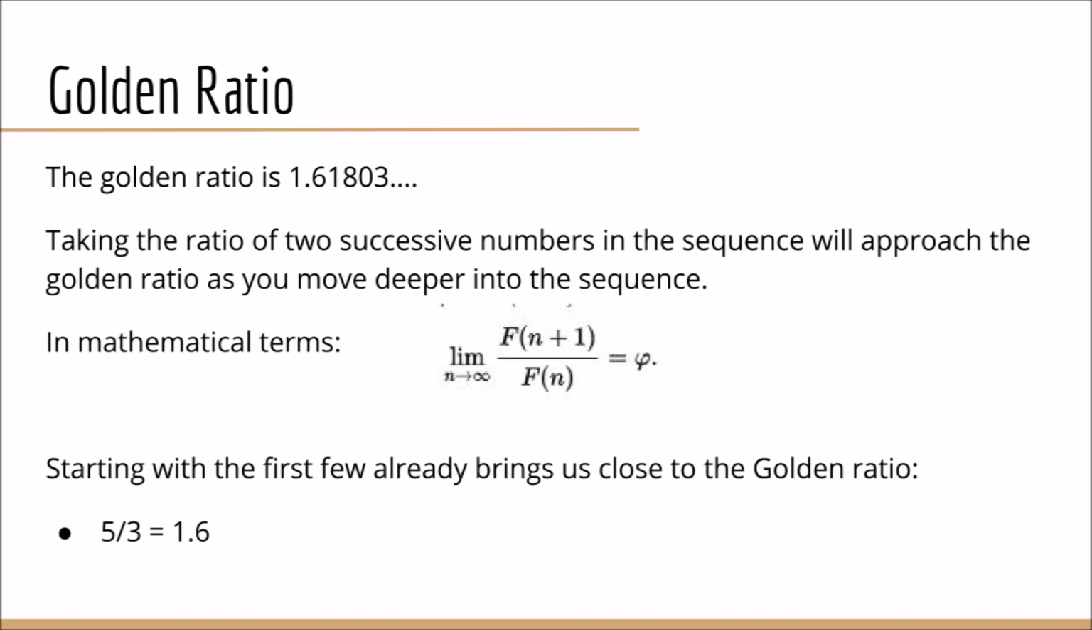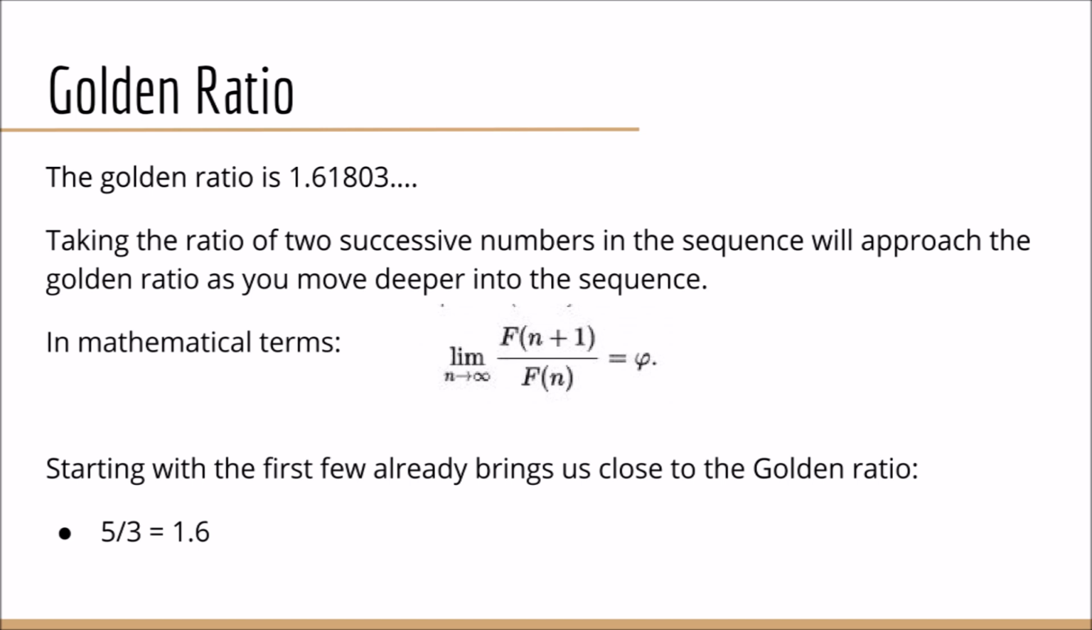Seems like quite a random number, 1.61803 and so on, but it's a very special number hidden in the Fibonacci sequence. If you take the ratio of any 2 consecutive numbers in the sequence, it will be an approximate of this golden ratio number. As you take the ratio of numbers deeper in the sequence, the ratio will approach the golden ratio itself. On screen, this is shown in mathematical terms.